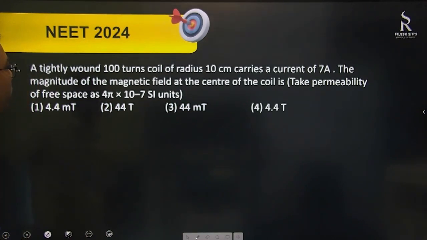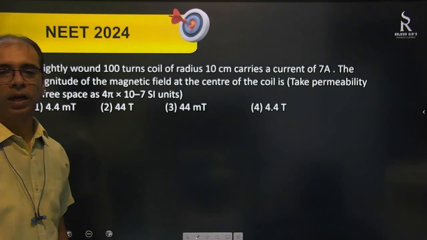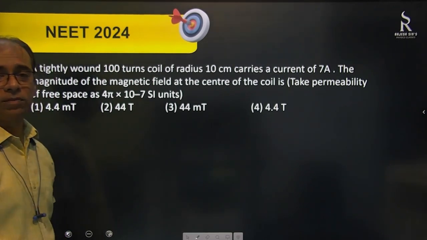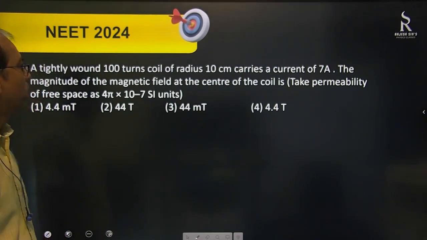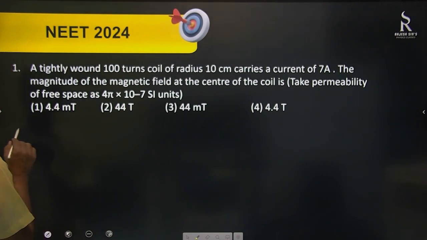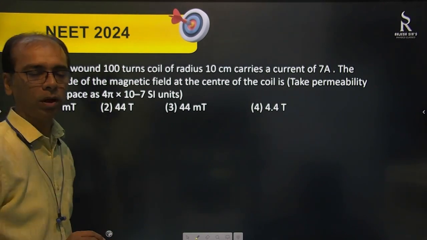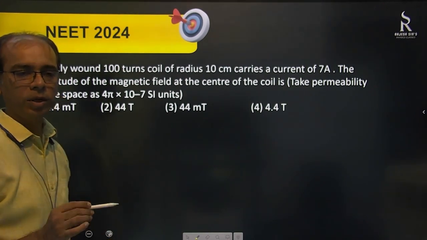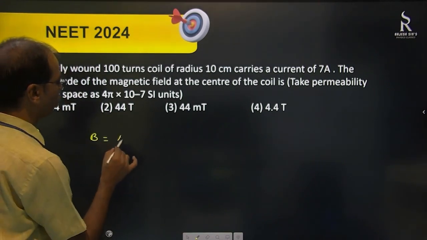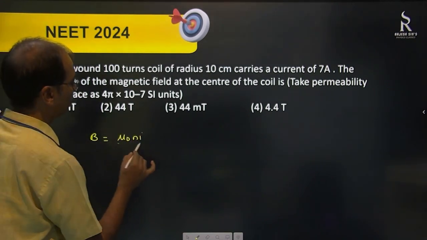A tightly wound 100 turns coil of radius 10 centimeter carries a current of 7 ampere. The magnitude of the magnetic field at the center of the coil is? Now this is a direct formula based question, so I would say that it is an easy question. What is the formula? Magnetic field at the center of the coil is mu naught Ni by 2R. Direct formula.